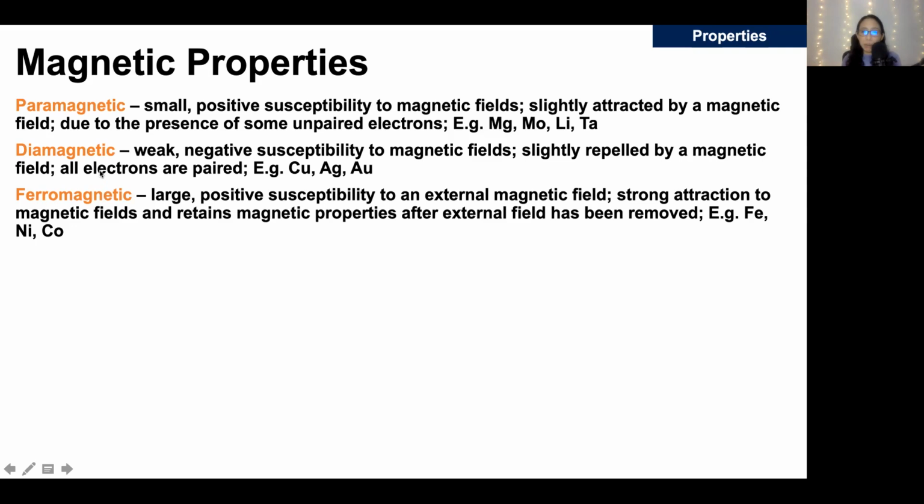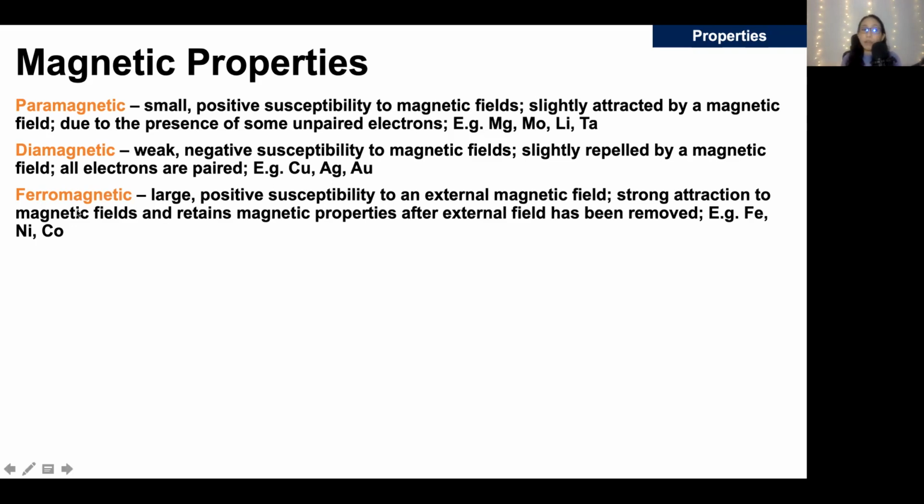Next, we have the diamagnetic. For the diamagnetic, they have a negative susceptibility to magnetic fields. So they are slightly repelled by a magnetic field. It means that all of their electrons are paired. Just like your paramagnetic, for the diamagnetic, this behavior of being slightly repelled disappears once you remove the external magnetic field.